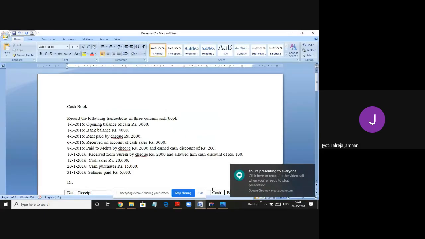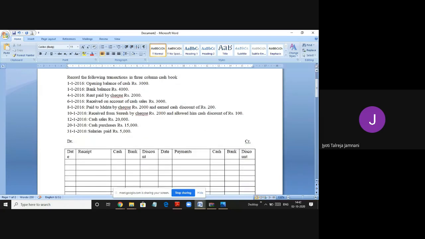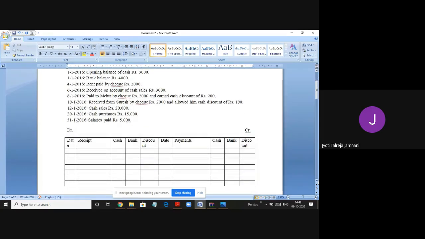Today we'll do problems on cash book. So this is the first problem. I'm doing sums on 3-column cash book. So this is how the 3-column cash book will look like. You will have two sides, debit and credit: date, receipt, cash, bank and discount, and date, payments, cash, bank and discount columns. Now on the debit side, we record all the receipts.